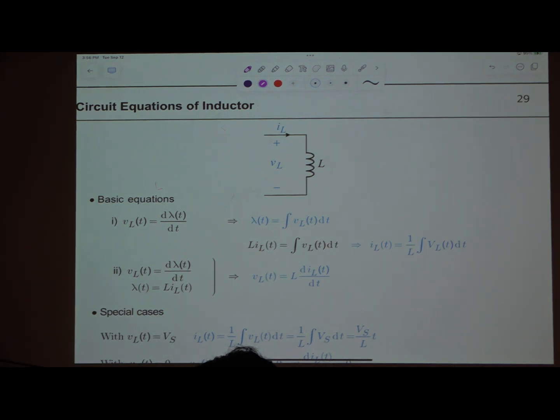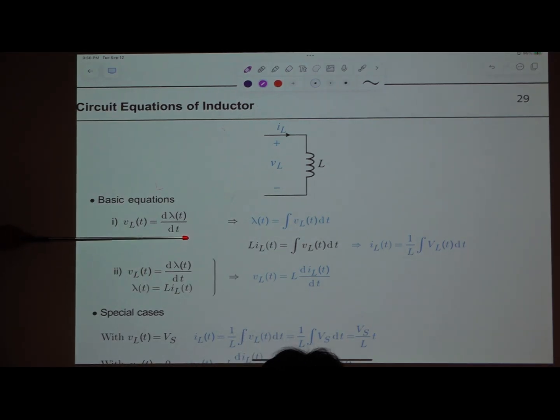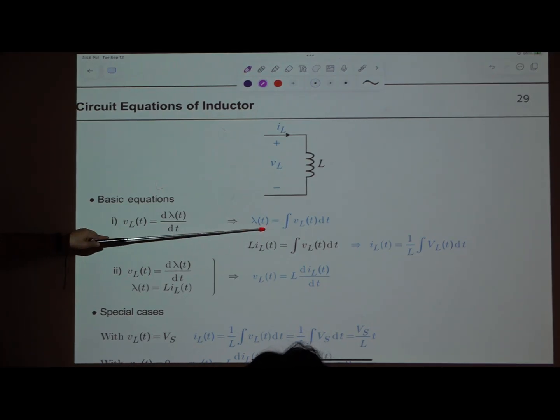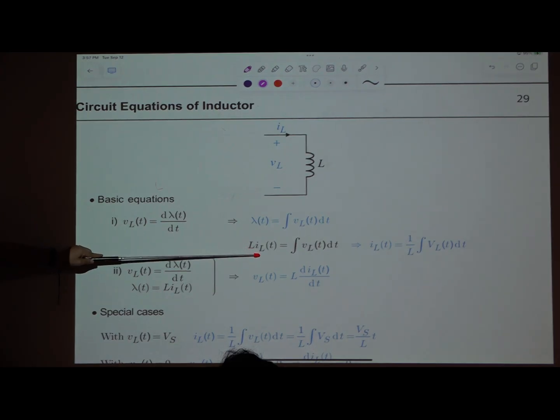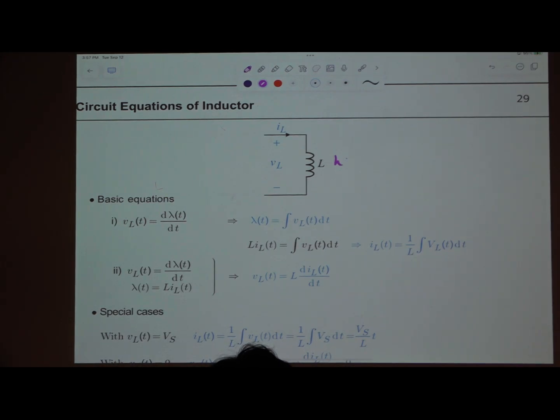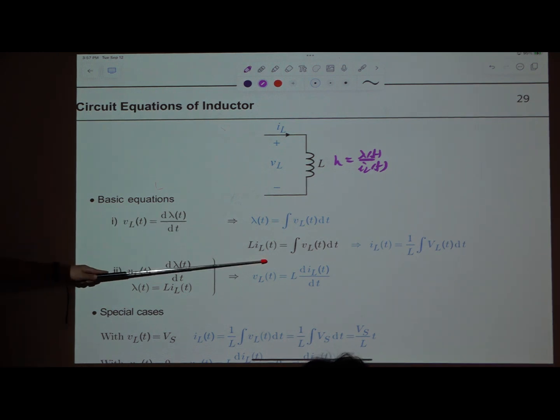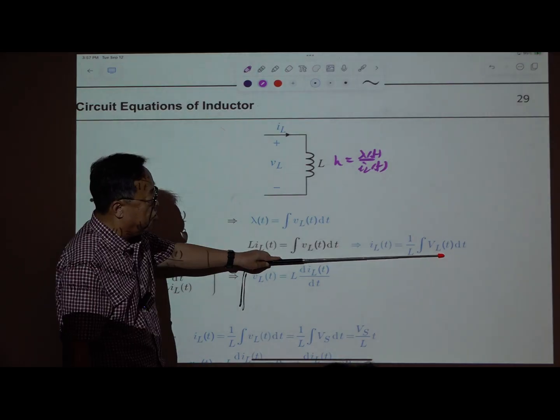The basic equation is very simple. This is Faraday's law, and if you integrate this, then you have this. And this relation, lambda(t) = L i_L(t), is the definition of L. We defined L as the ratio of lambda(t) to i_L(t). This is our definition. Then we use this, and this is the basic equation for the inductor.